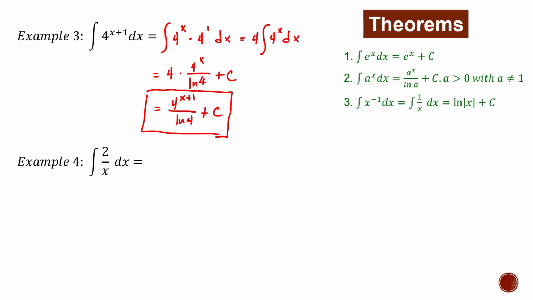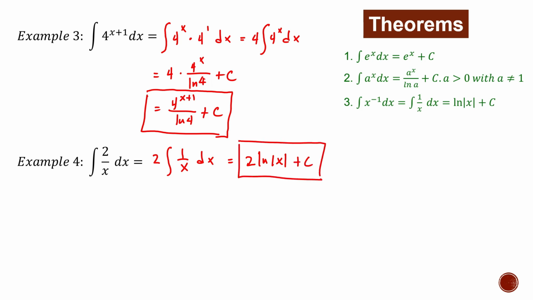All right, and by the way, let's continue now. So here what we can do is we can take out that 2. So 2 times the integral of 1 over x dx, and that means we can apply the third theorem, right? So this is equal to 2 ln of absolute value of x plus c. There you go.